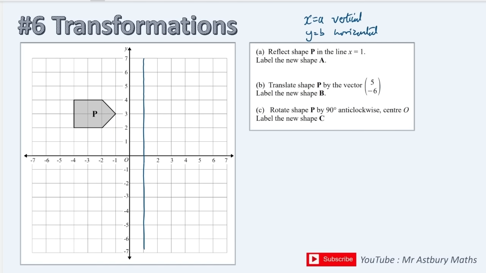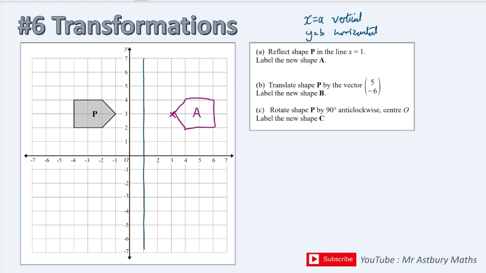So we need to reflect this shape in this line. So it's 2 away, so it's going to be 2 on the other side. So the nose will be right here. I can then draw the rest of the shape like such. I need to label that A.